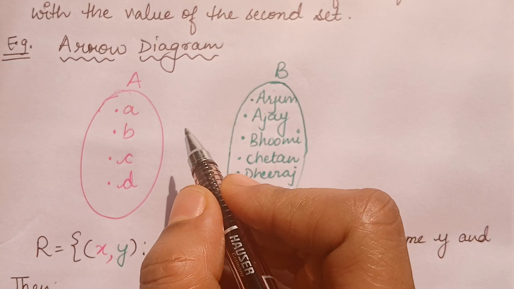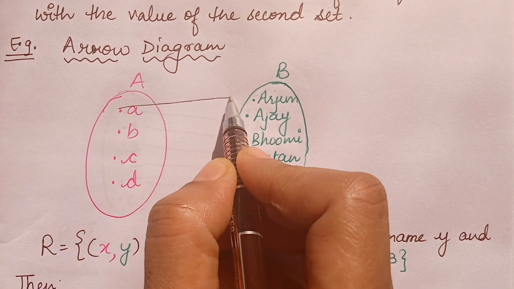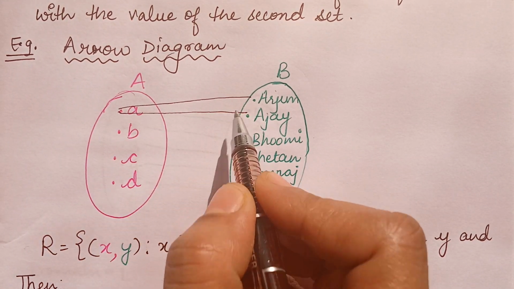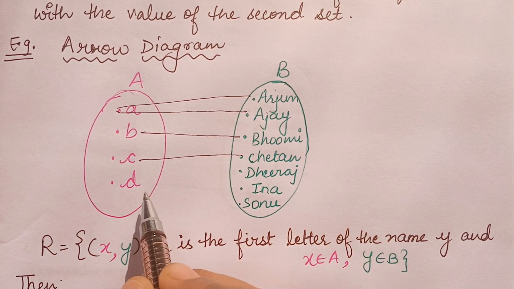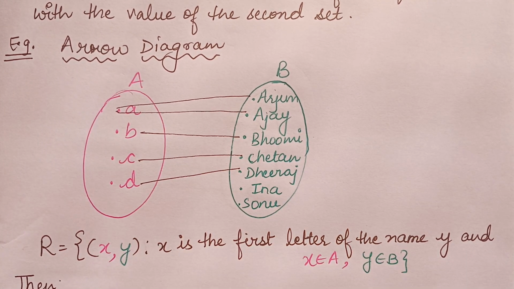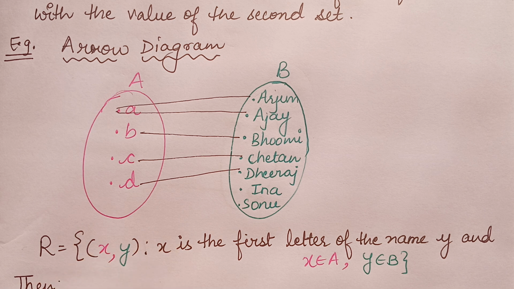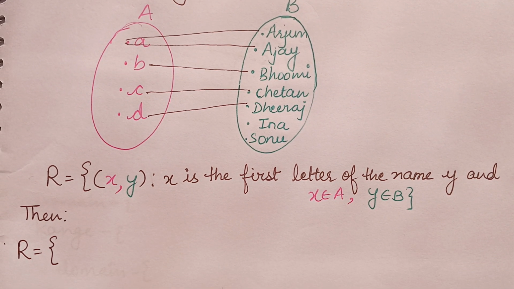So which elements are connected? A is connected with Arjun as well as with Ajay. B is connected with Bhumi. C is connected with Chetan. And D is connected with Dheeraj. So what elements will come in R? Let us write those.